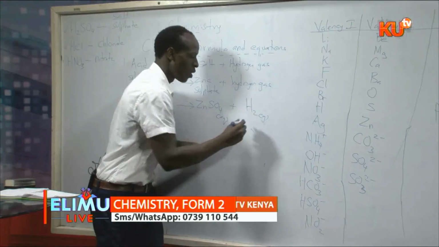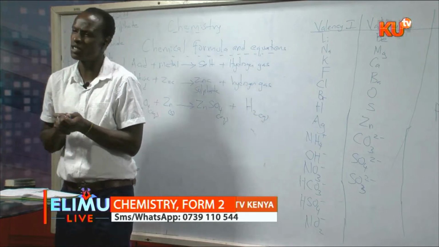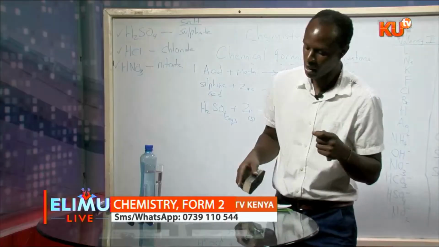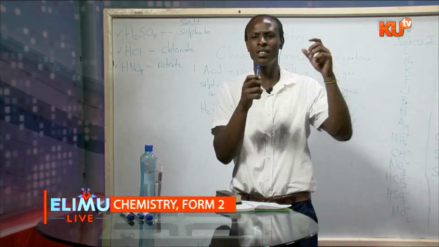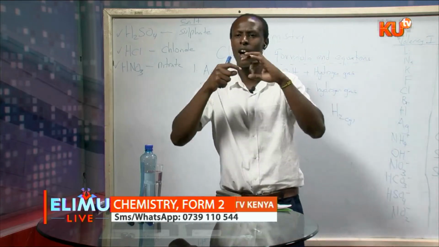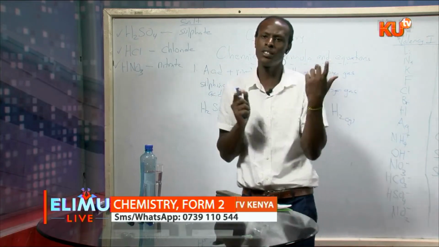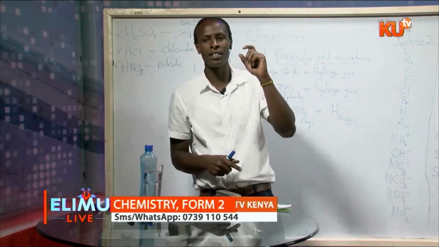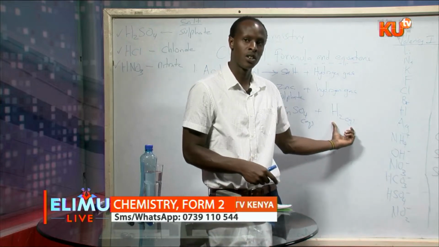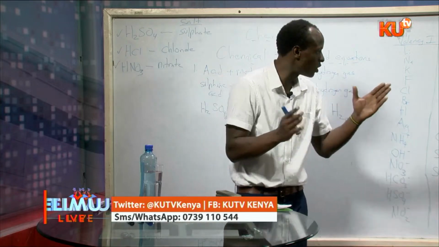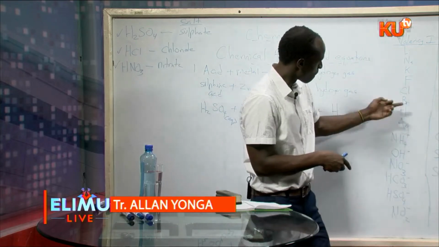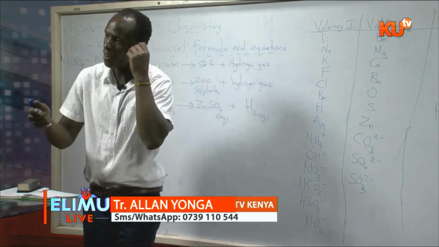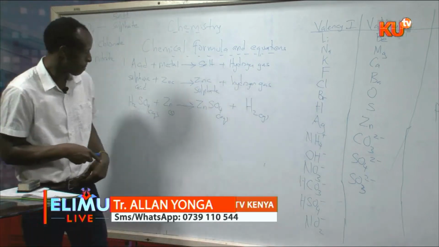H2. Why am I writing hydrogen as H2? Not because the valency is 2. In chemistry, we have some gases which we refer to as diatomic. Those gases include oxygen. It means they cannot exist as one atom; they have to combine with another oxygen to be O2. Even hydrogen is a diatomic gas. So anytime hydrogen is on its own, it should be written as H2, and oxygen as O2. The same applies to halogens: chlorine, bromine, and fluorine. When they appear on their own, they should be written as Cl2, Br2, or F2.